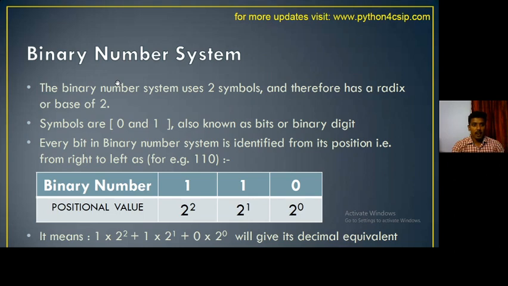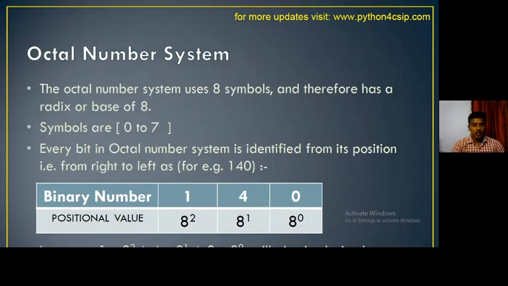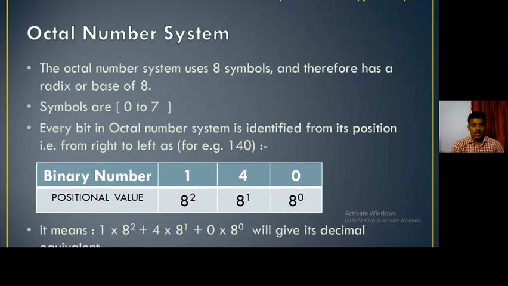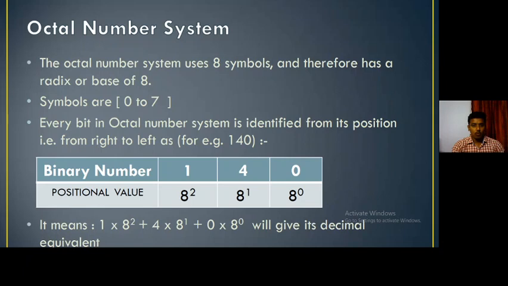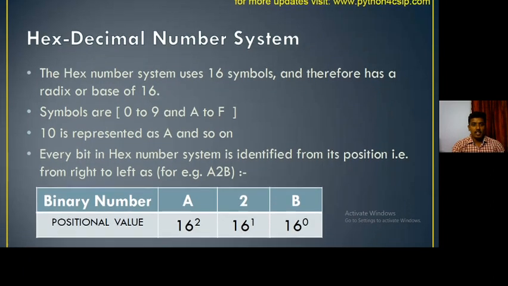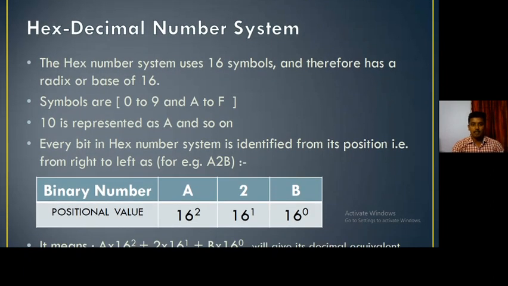And the second one is the binary number system. It is used by the computer. It contains only two numbers, two symbols, that is 0 or 1. And the octal number system contains 8 symbols, that is 0 to 7, that is 0, 1, 2, 3, 4, 5, 6, 7. Next, hexadecimal, which contains 16 symbols.